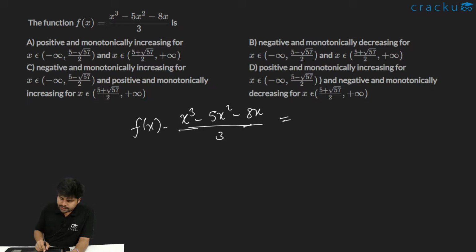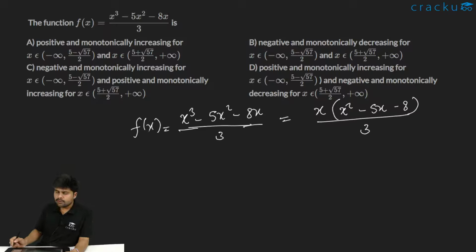Now I can write it as x times, taking x common, (x squared minus 5x minus 8) divided by 3, right? What does this mean? This means that x equal to 0 is a root of this equation. If we put x equal to 0, the function will become 0 because the numerator will become 0. So x equal to 0 is a root of this function.